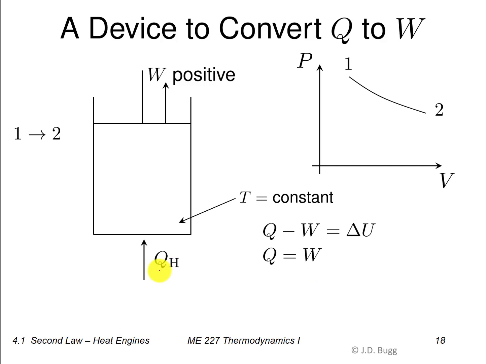So we've converted heat into work with 100% efficiency. So things are looking very good. 100% of the heat supplied has been converted into work. So things are looking good. The problem, however, is that this cannot continue on indefinitely.